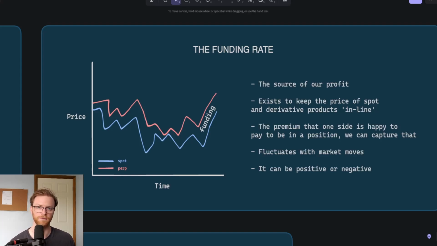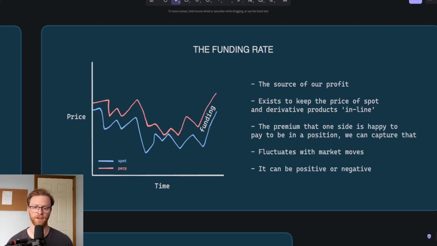If there's no funding, there's no basis trade. But when there's high funding, that's when we take advantage of these basis trades. Like I said, it exists to keep the price of the spot and the derivative products in line. And it's the premium that one side is happy to pay to be in a position, which we can capture. So if the market's really bullish and people think price is going to go up, the perp or derivative contract will often trade above the spot price. And that opens up a positive funding rate.